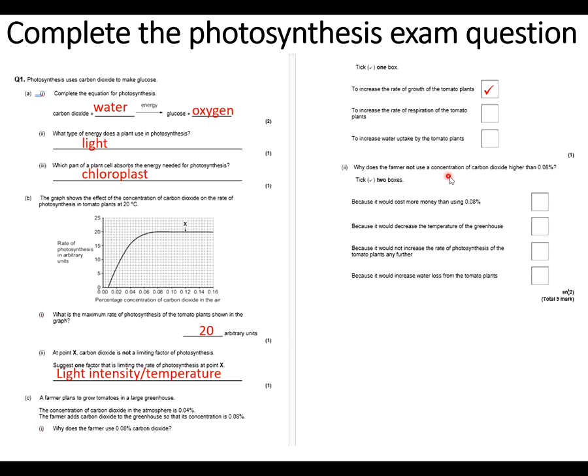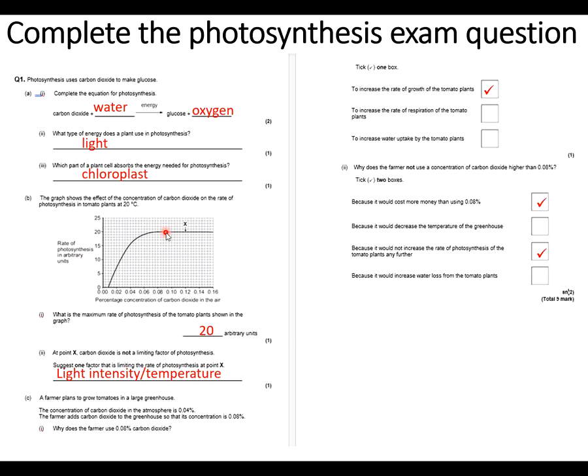Why does the farmer not use a concentration of carbon dioxide higher than 0.8? Tick two boxes. So if you go back to the graph, he's upped the increase to here, to this point here. Why doesn't he use a higher one? Well, it's going to cost more money, and it actually wouldn't make any difference at all to the rate of photosynthesis. So we're looking for those 2 marks there.